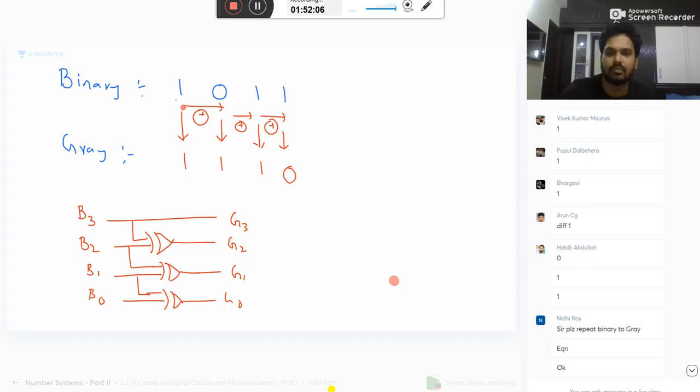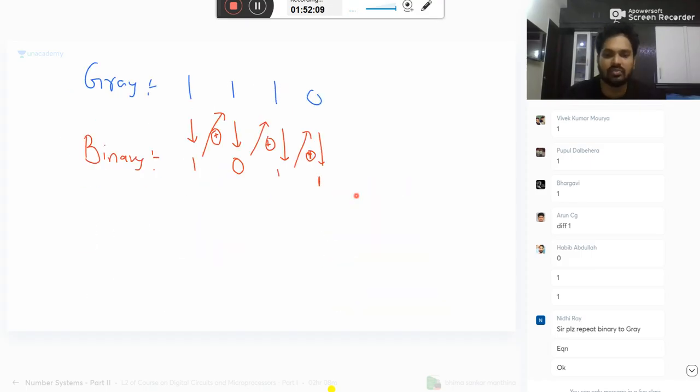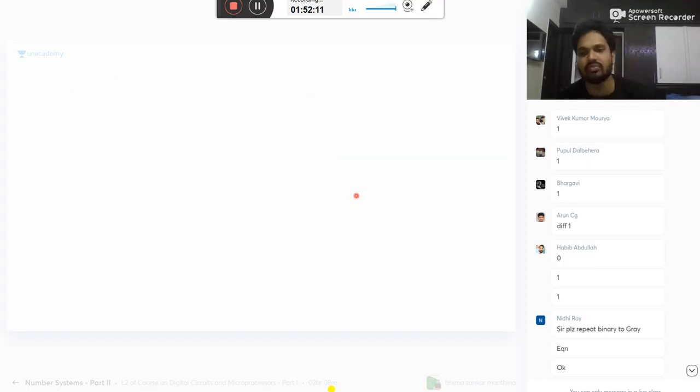Okay. So what is the advantage of this? Suppose you write the gray code of the first 16 numbers. How to write the gray code of the first n numbers? Will you take every number and apply this operation? It will take so much time. Don't do that. I will give you the easiest way.